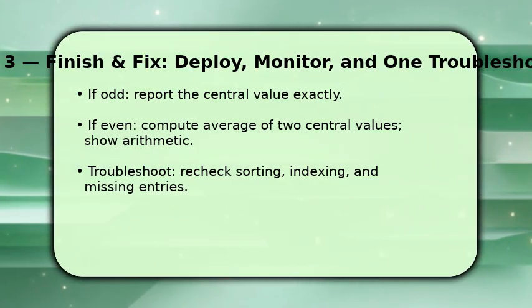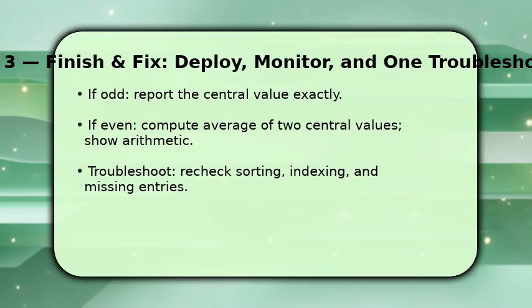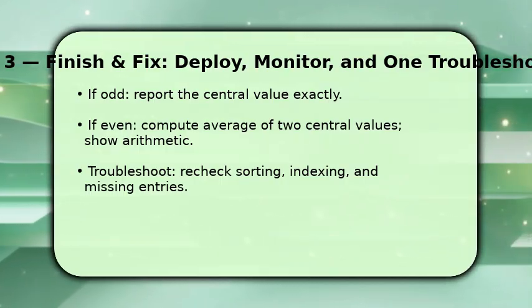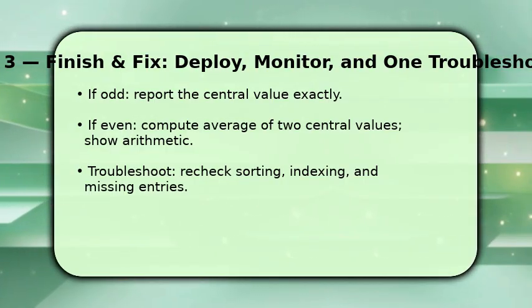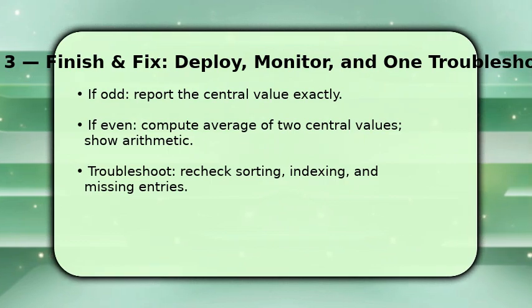If results look wrong, troubleshoot by resorting the list, confirming you used one-based indexing, and checking for hidden blanks or text entries in numeric fields. If needed, recount n and repeat the position logic to resolve errors quickly.